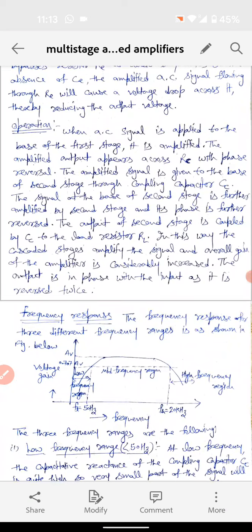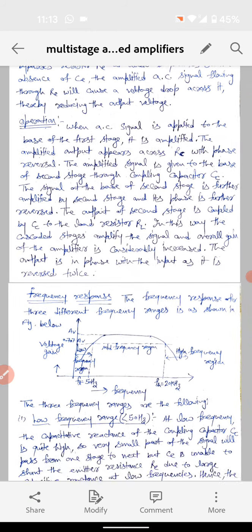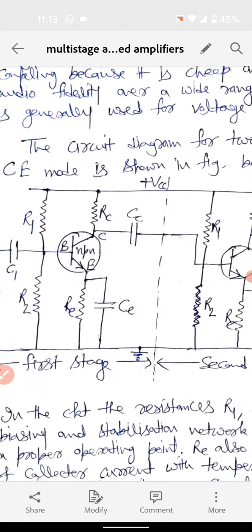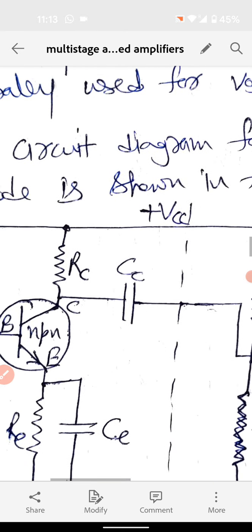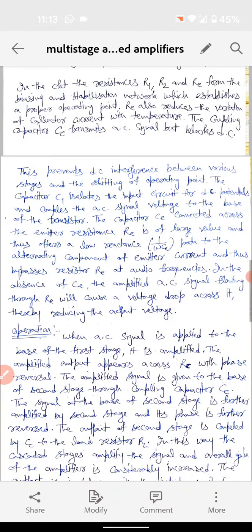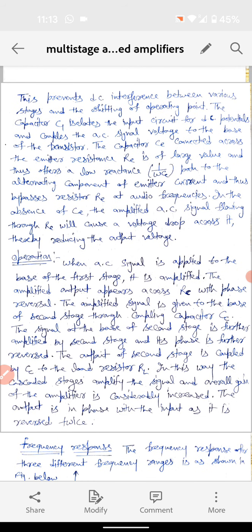It's very simple. When we apply the AC signal to the base of the first stage, it gets amplified by that first stage. That amplified output will appear across this RC, not RE, but across this RC, with phase reversal. Why phase reversal? Because we have used a common emitter transistor.